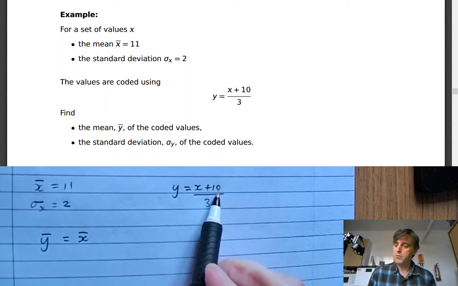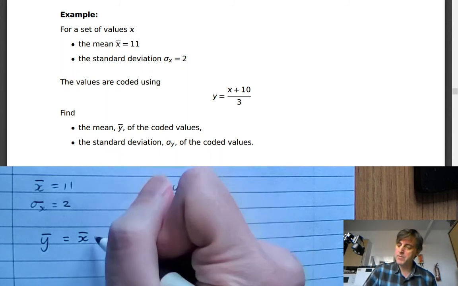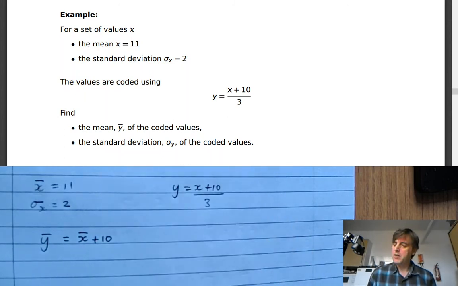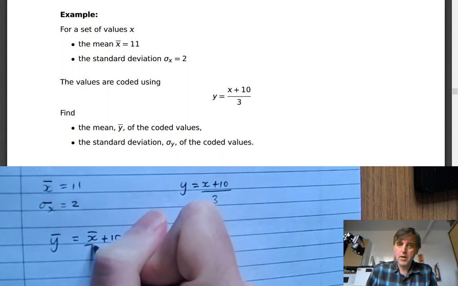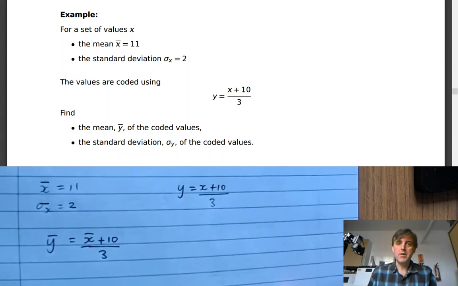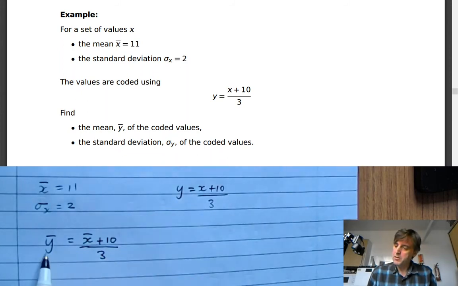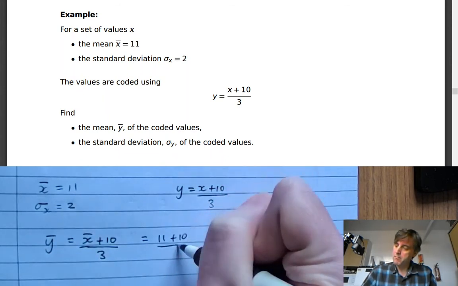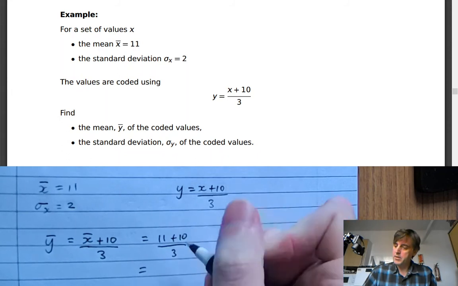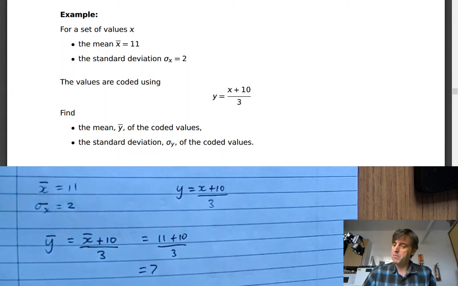Adding 10 to all the values, is that going to affect the mean? Yes, it is. So I need to add 10 to my mean. Dividing by 3, is that going to affect the mean? Yes, it is. So I need to divide by 3 there as well. So therefore, my new mean is going to equal the old mean plus 10, divided by 3. The old mean was 11, so we just end up with 11 plus 10 divided by 3, which if we work out, just becomes 7. So my mean of my new set of data is going to be 7. See how that works? So that's hopefully quite straightforward.